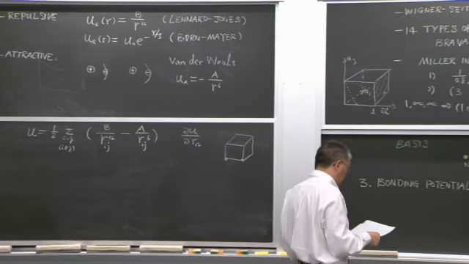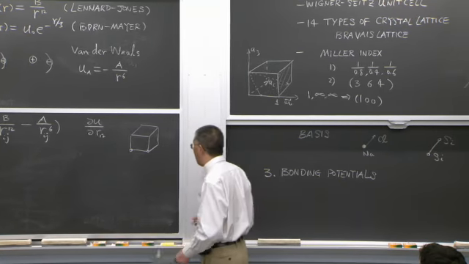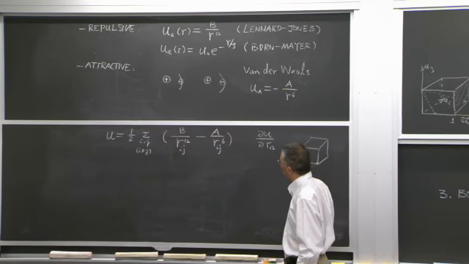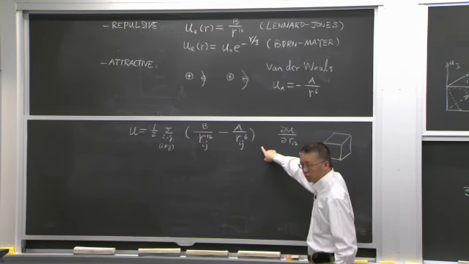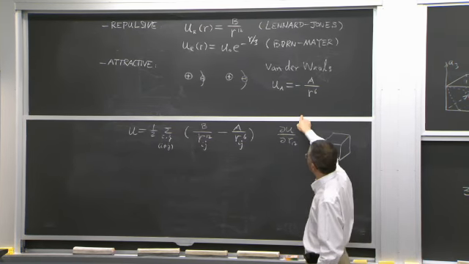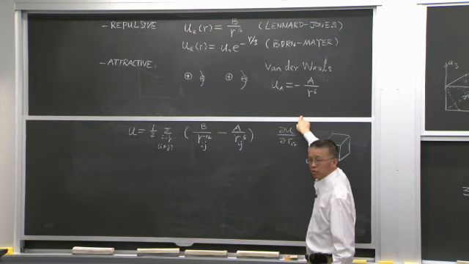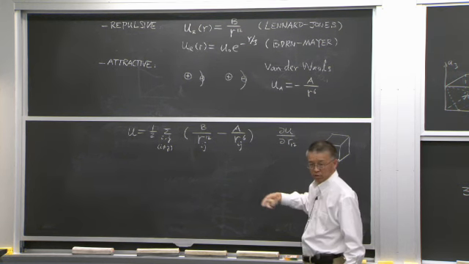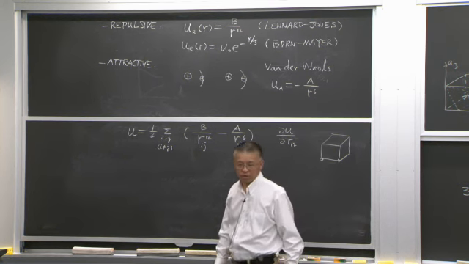So this is the simplest potential. That's the van der Waals potential. Correspondingly, this kind of crystal is called a van der Waals crystal. Argon and krypton, those crystals are van der Waals.